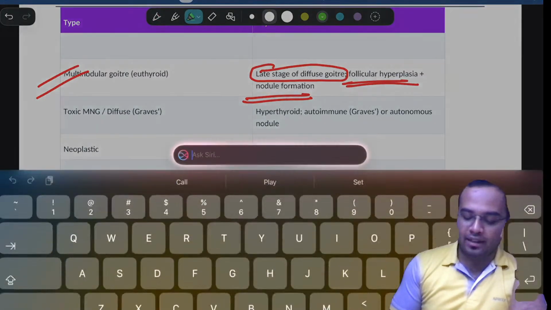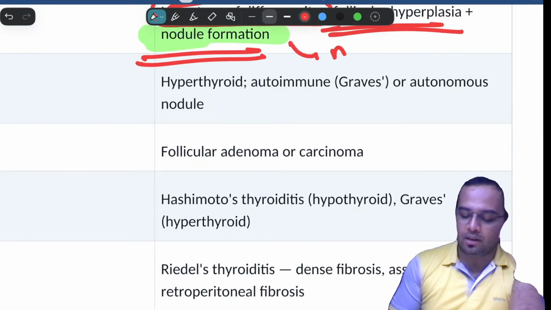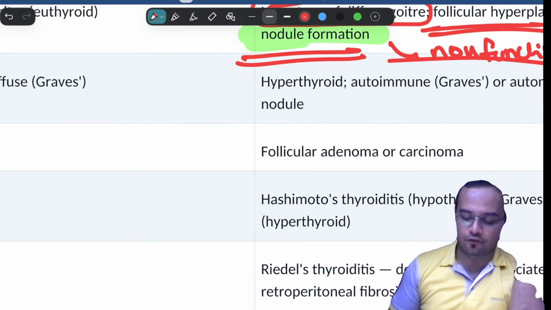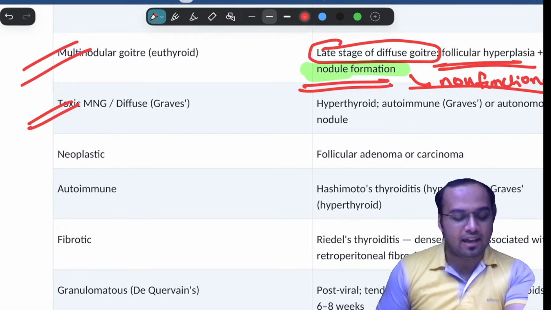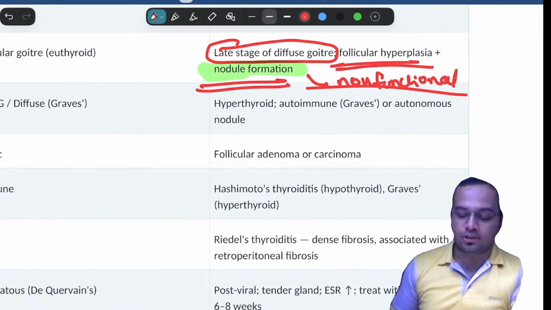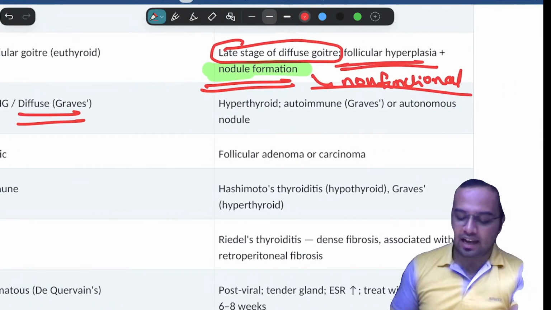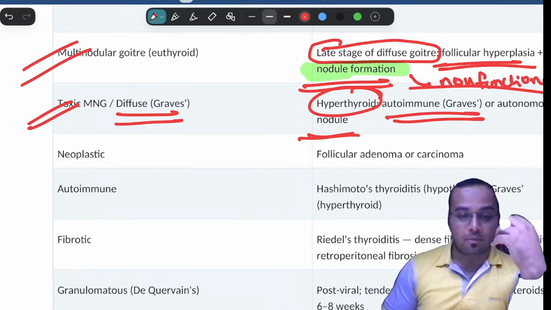Sir, one take-home point: these nodules which are there are non-functional. Toxic nodular, उसमें अगर nodules कुछ अपने आप काम करने लगे, कुछ hyperfunctioning होने लगे, so it is going to be a toxic nodular goiter. So it might be a toxic MNG or sometimes a diffuse Graves. So hyperthyroid state, or might be Graves disease, or these nodules are autonomous.